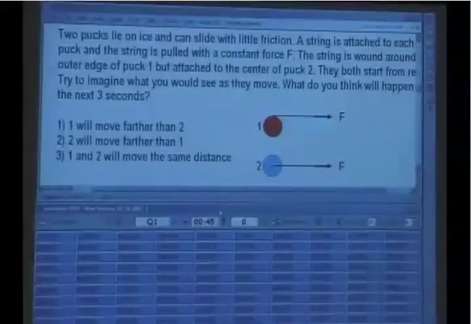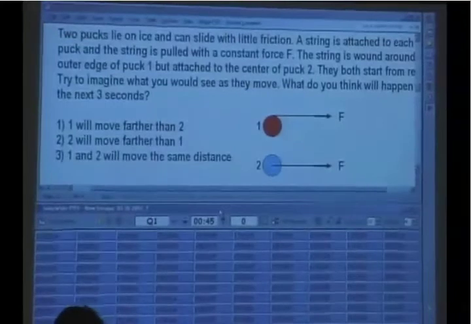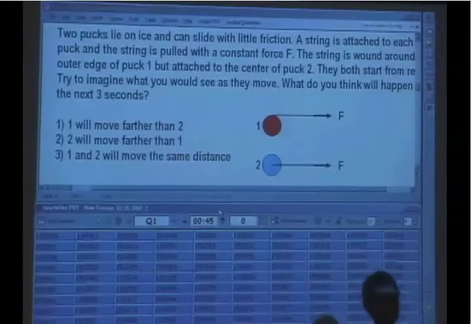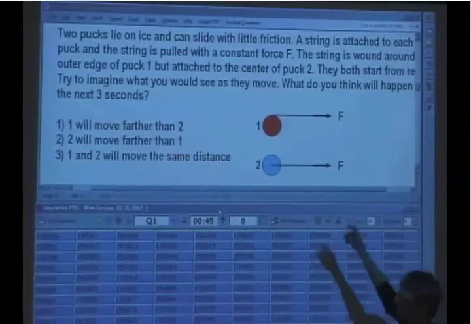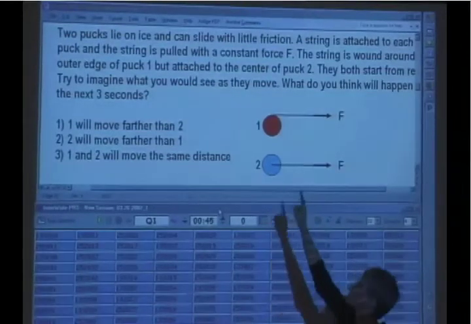So we have these two pucks lying on the ice, on a slippery surface, and we're going to apply the same force to both of them for the same time. Okay? But they're not points, and where we apply the force could make a difference.